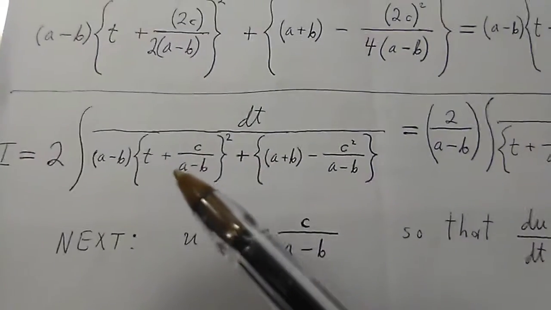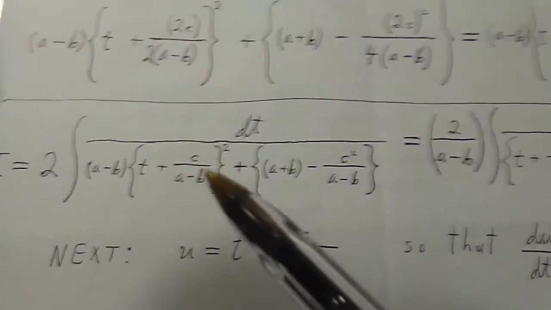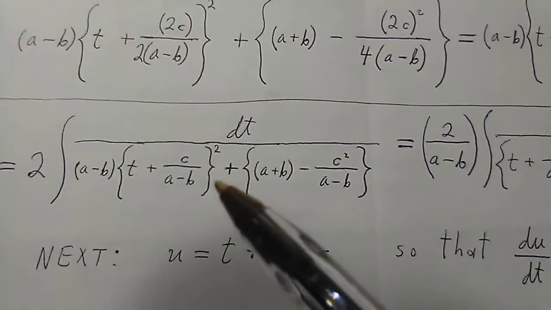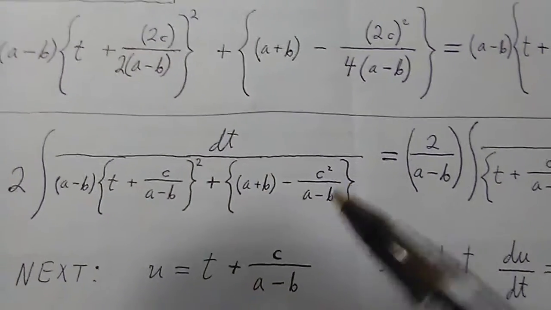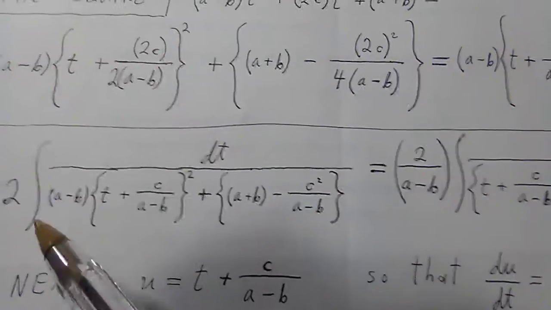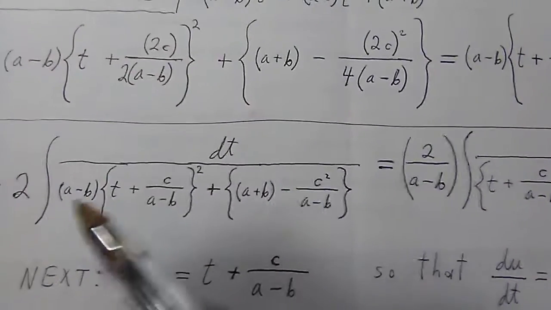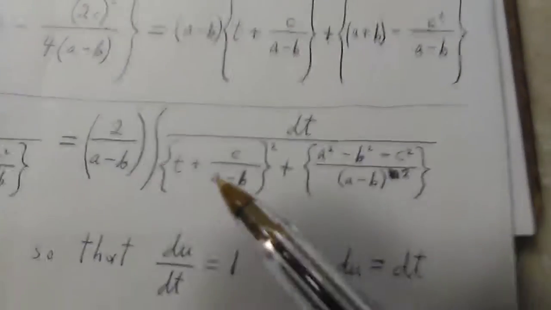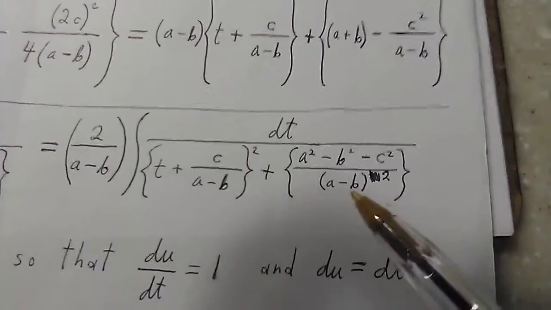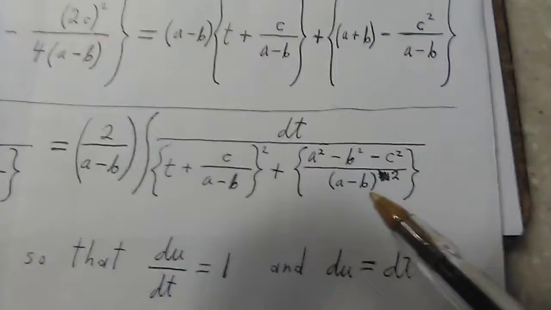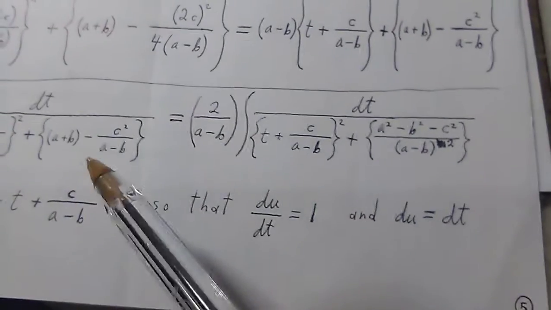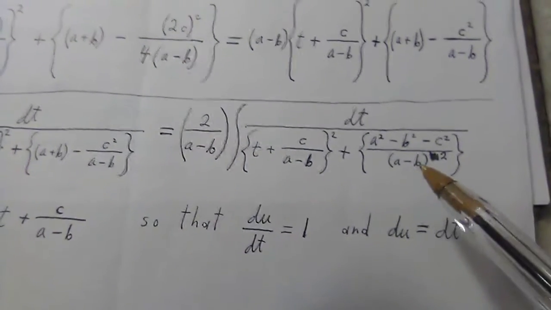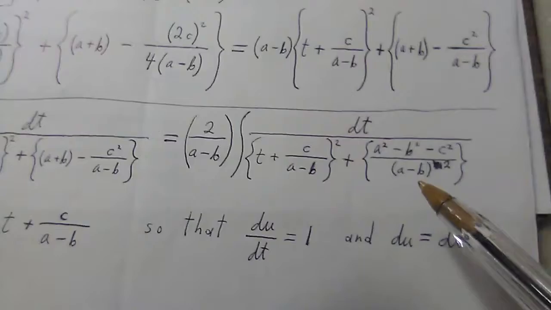A minus b times t plus c over a minus b, quantity squared, plus a plus b minus c squared over a minus b. And then if we factor out the a minus b term, we get a minus b squared on the bottom. If you do the algebra going from this term to this term, it will work out, done multiple times.